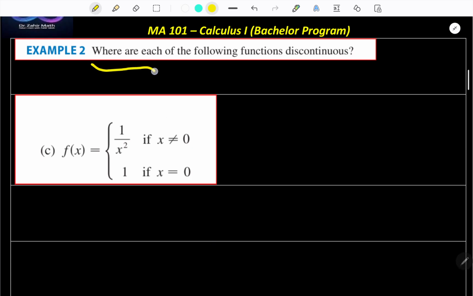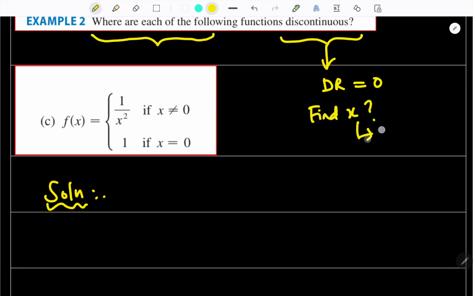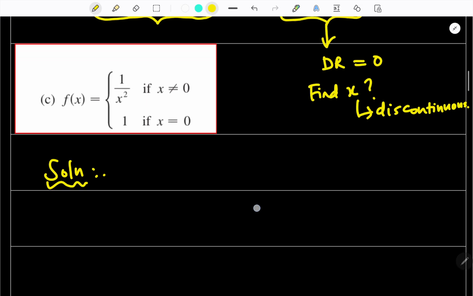Where are each of the following functions discontinuous? Again, the same type of questions. So what is the solution you're going to give? For finding discontinuity, you make the denominator equal to 0 and then find x. So these x points are the discontinuous points. I think you're able to understand this, right?